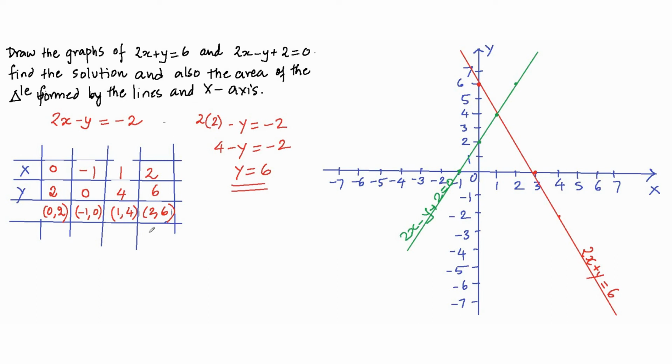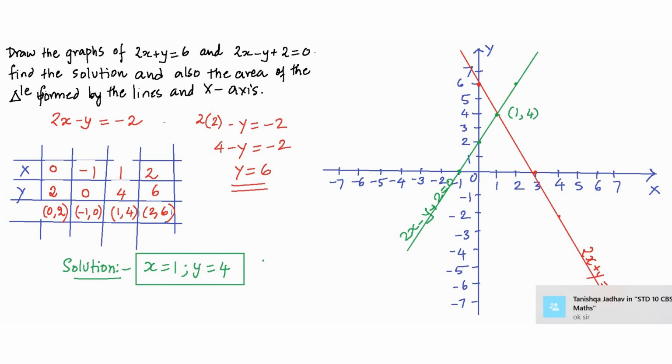So now we have found the solution. The solution to these simultaneous equations is where the lines intersect. They are intersecting at x equal to 1 and y equal to 4. So therefore x equals 1 and y equals 4 is the solution to the set of simultaneous equations. And now they are asking me to find the area formed by the lines and the x-axis.